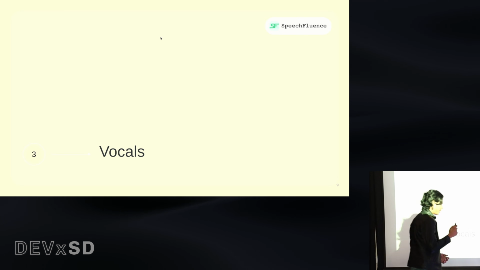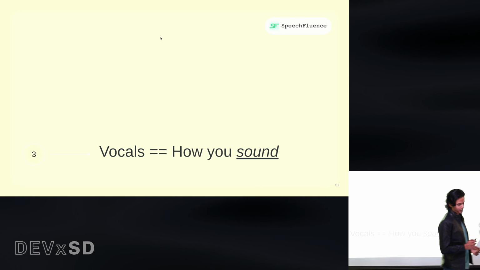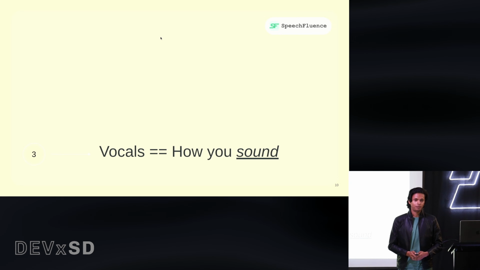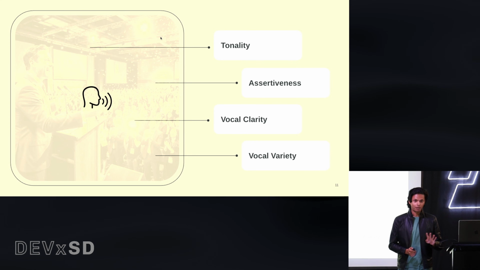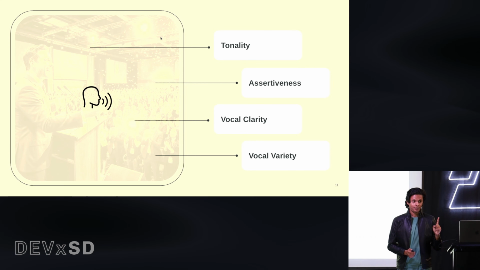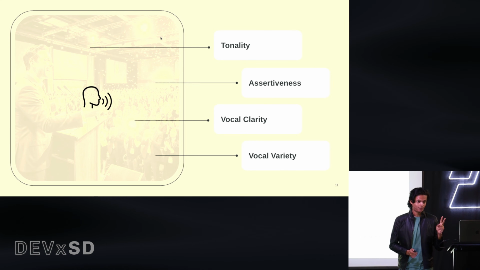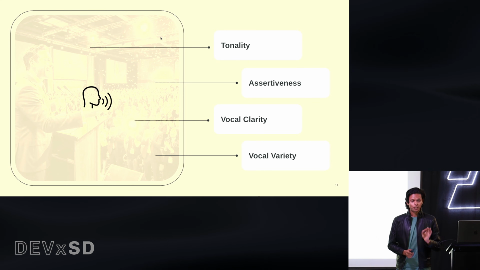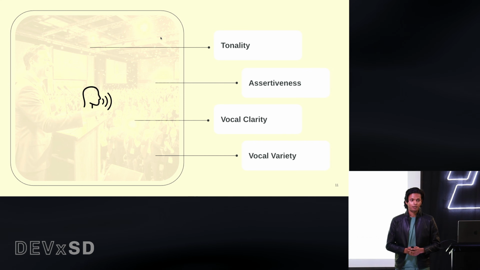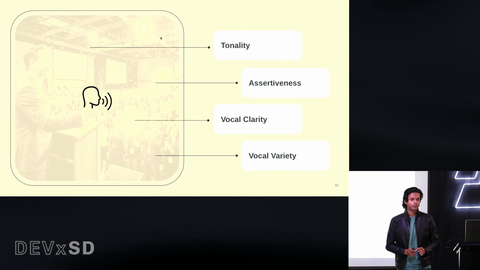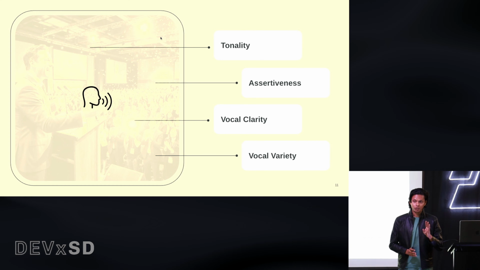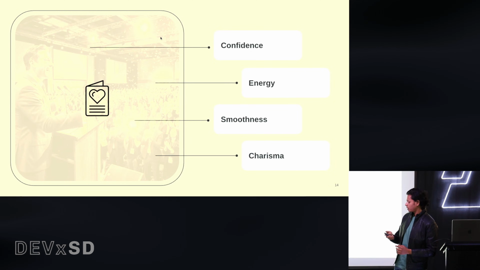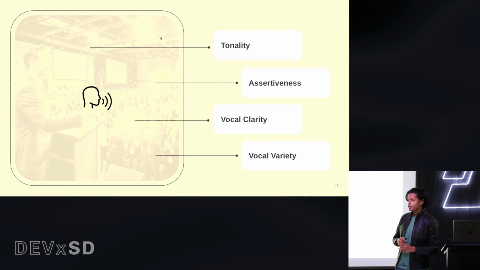Next level is vocals. It's how you sound. 4 sub-levels under vocals: tonality, assertiveness, vocal clarity, and vocal variety. Tonality is by far the most underrated skill that we all must learn. There are 3 kinds of tonalities.